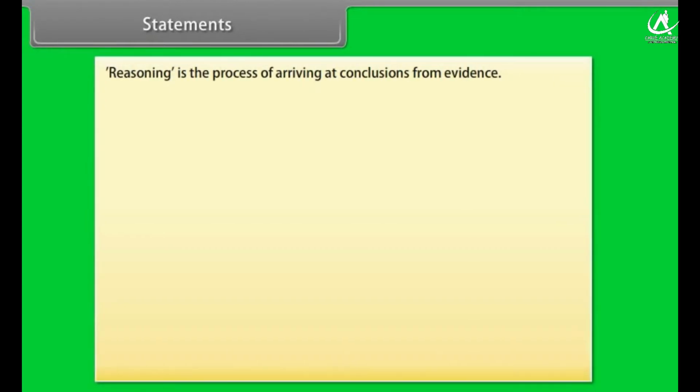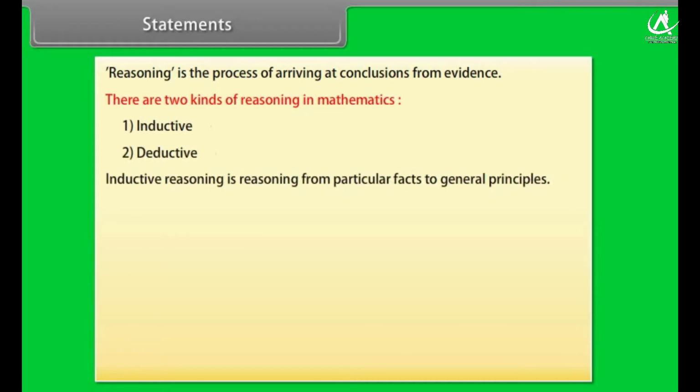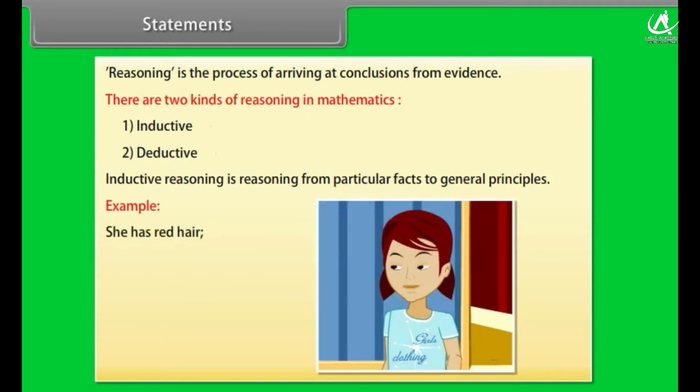Statements. Reasoning is the process of arriving at conclusions from evidence. There are two kinds of reasoning in mathematics: 1. Inductive. 2. Deductive. Inductive reasoning is reasoning from particular facts to general principles. Example: she has red hair, therefore she has a temper.